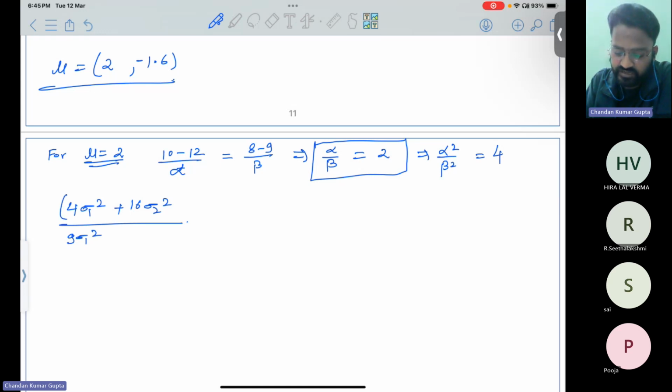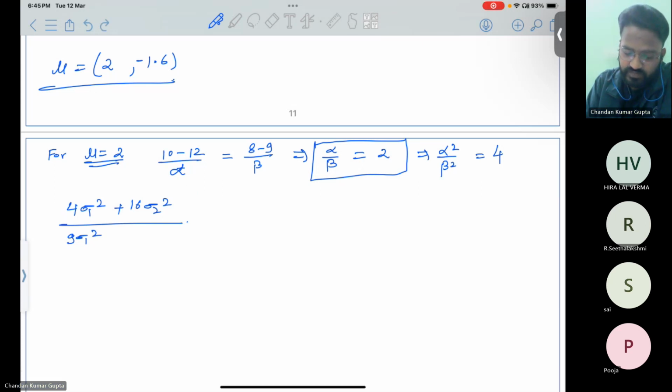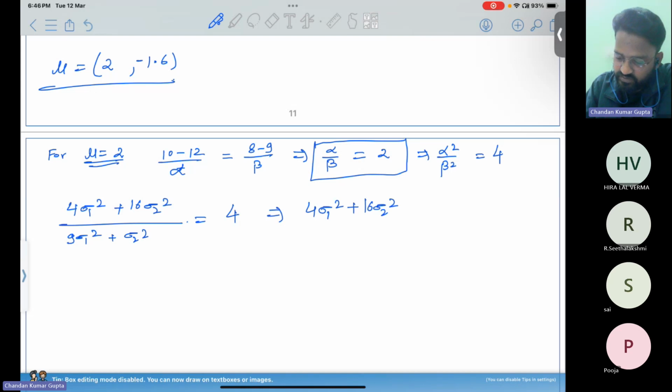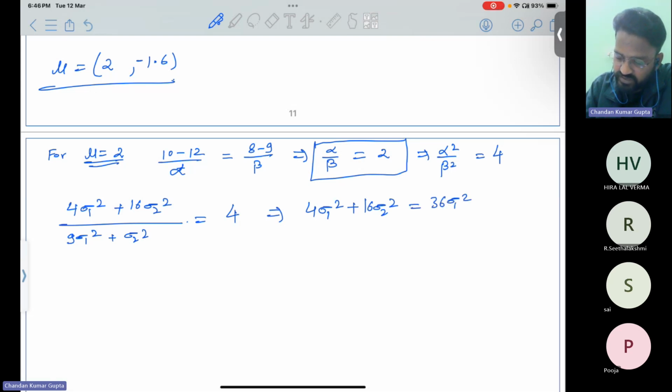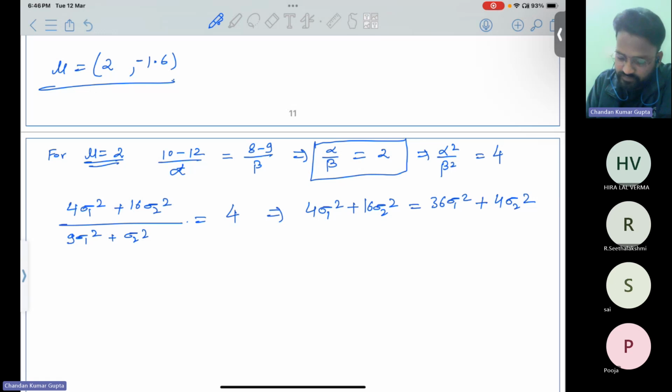Otherwise, we have to take the value of 1 by 2, which is quite laborious. So that means 9 sigma 1 square plus sigma 2 square equal to 4. And from here, 4 sigma 1 square plus 16 sigma 2 square equal to 36 sigma 1 square plus 4 sigma 2 square. And from here, 16 minus 4, that is 12 sigma 2 square equal to 32 sigma 1 square.